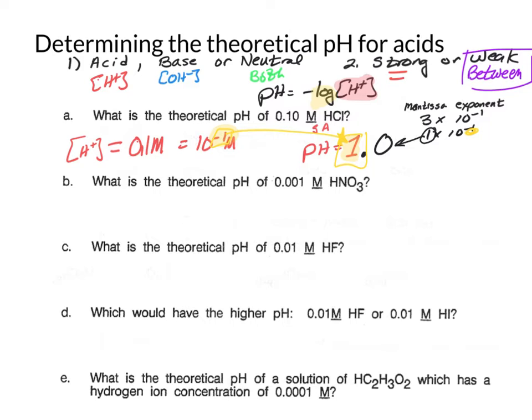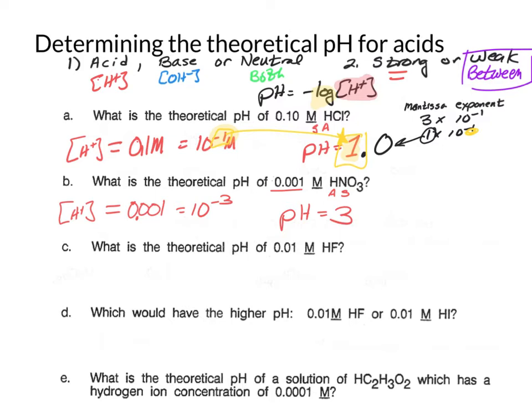On letter B, we have 0.001 molar HNO3 we're trying to find the pH of. HNO3 is a strong acid that tells us the hydrogen ion directly. It's strong, so we're going to put an equal sign. The number is 0.001, which we're going to change to 10 to the negative 3, and that means the pH is 3.